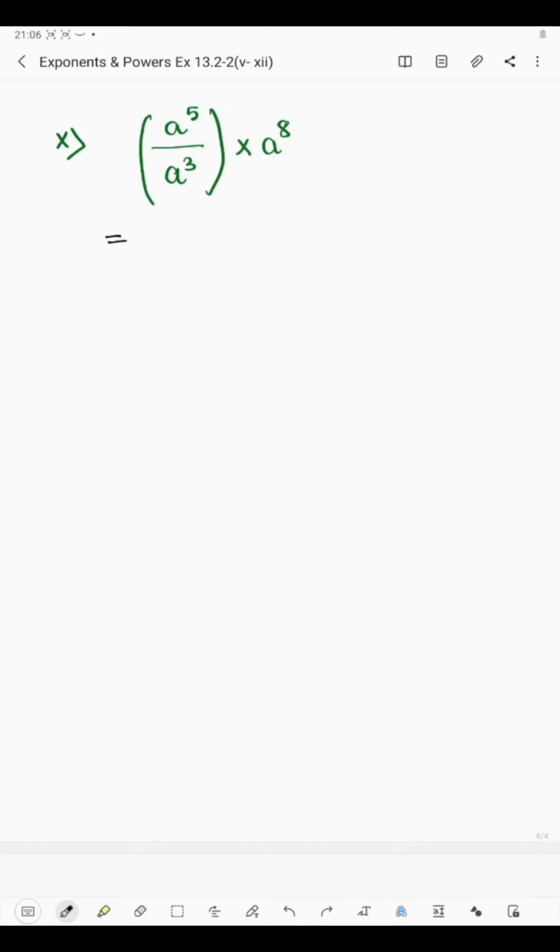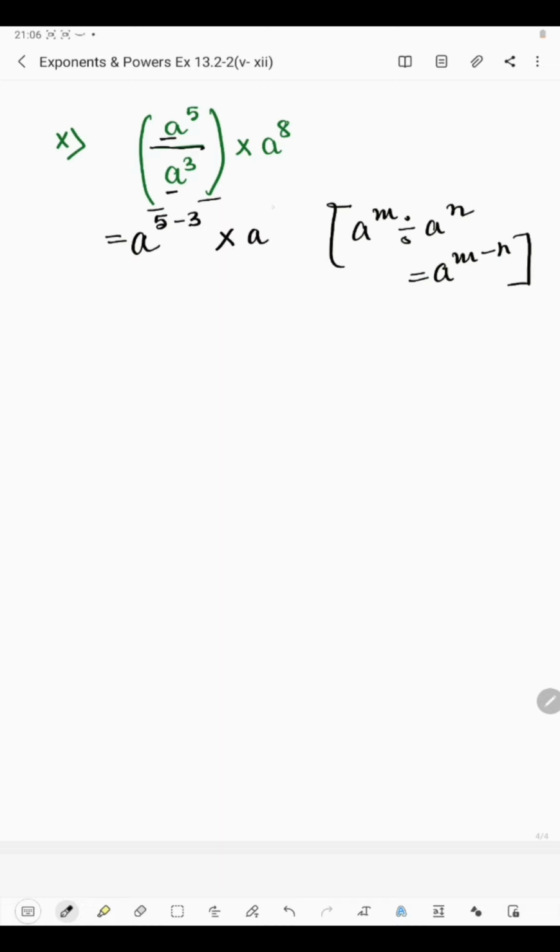Now in the 10th part we have a to the power 5 divided by a to the power 3, multiplied by a to the power 8. Okay, and as you know, we will have to do the function of the bracket first, so we will first solve this one. Here we have the same base and in between the divide sign is there. So when we have the same base and a divide sign, we subtract the powers, isn't it? So here we'll write the base and the powers will be subtracted, so it's 5 minus 3, multiplied by a to the power 8. Now 5 minus 3 is 2, so a to the power 2 multiplied by a to the power 8.